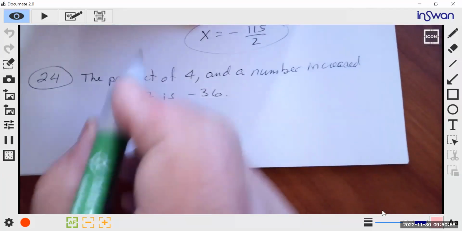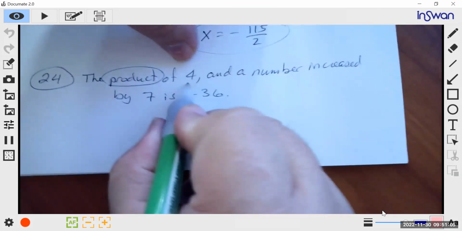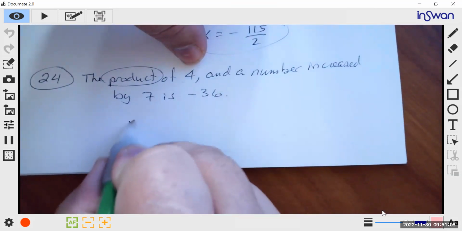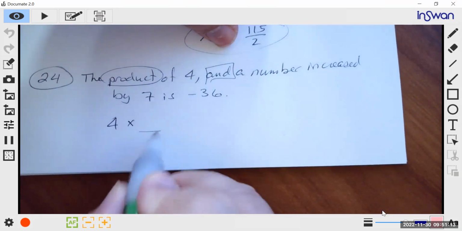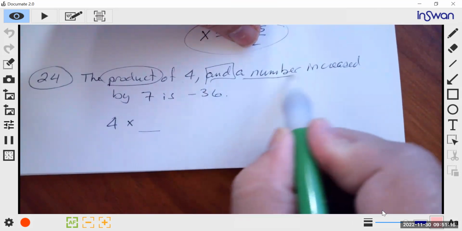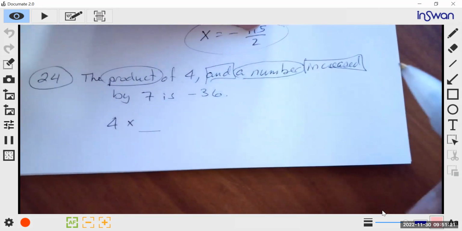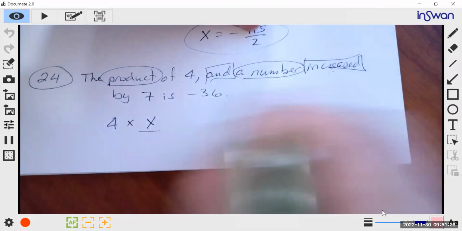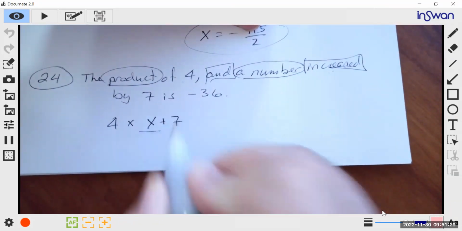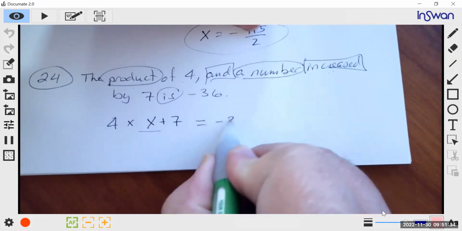So what it says here, the product, what does product mean? Multiplied. So the first number, the product of, so it has to be multiplied, of 4 and means now I need this one. A number increased by 7. Do we know what the number is? No, it's X. Increased by 7, plus 7, is negative 36.